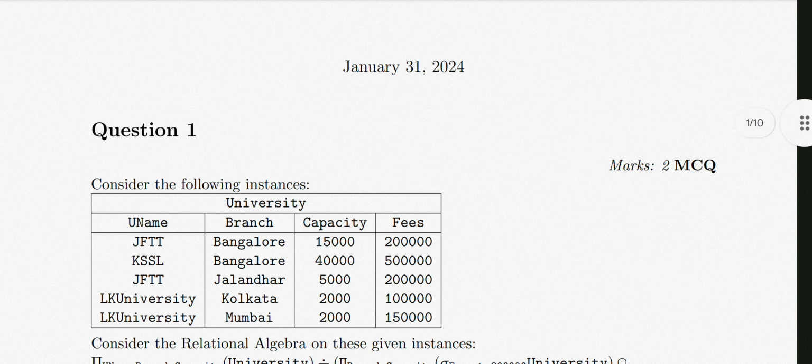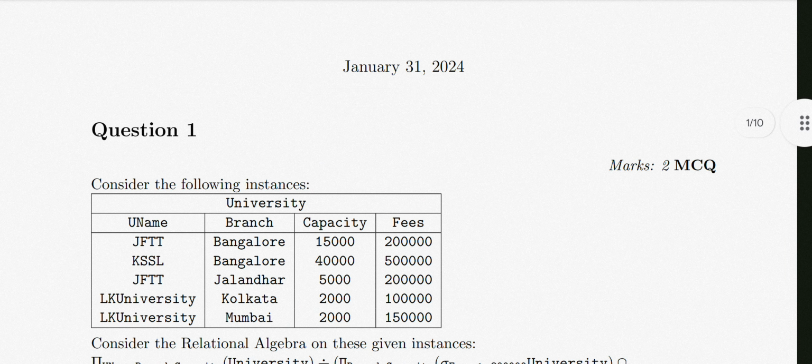Let's take university and select the tuples where capacity is greater than 2000. So, capacity greater than 2000, we get 3 tuples, the first 3 tuples. And from that, project branch and capacity. So we get Bangalore 15,000, Bangalore 40,000 and Jalandhar 5,000.